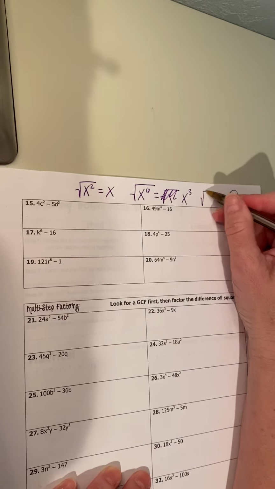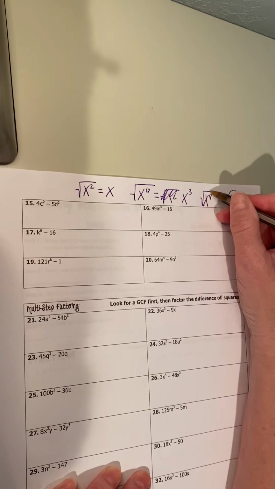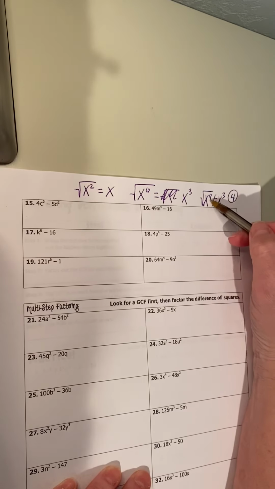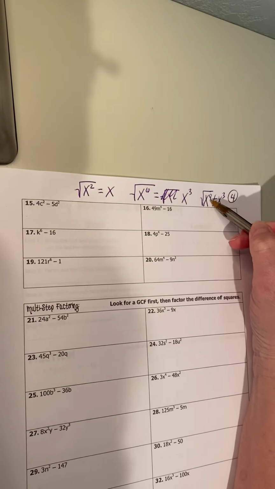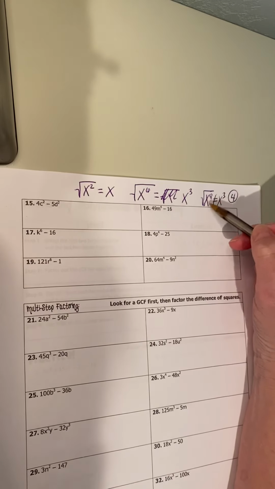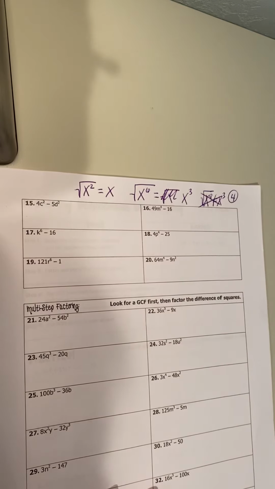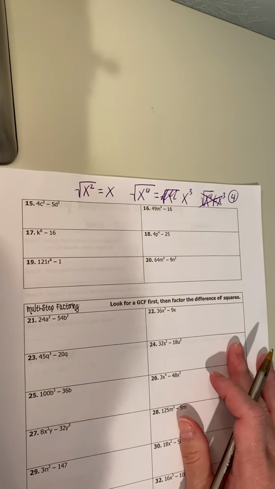If you saw something like the square root of x to the 9th, it is not x cubed, because remember, it has to be half of that exponent. X to the 9th is not a perfect square, so we wouldn't be able to use this for an odd exponent. It has to be an even exponent.